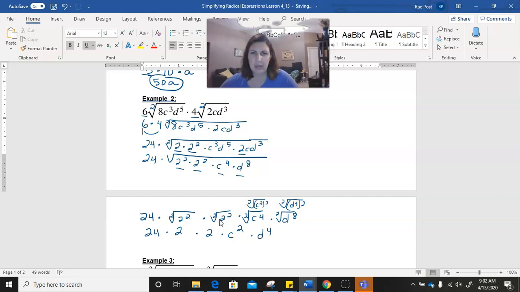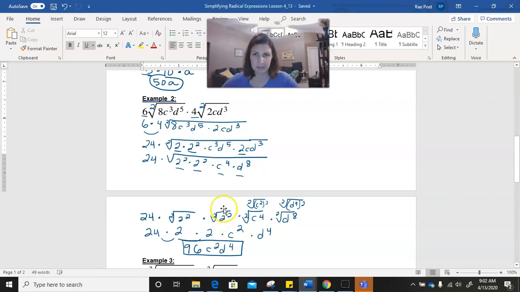And so now you can look at it like 24 times 2 is 48, times another 2 is 96, c squared d to the 4th. And that would be your final simplification right here. Okay? You can pause the video and go through those steps again, but we went through all of that in 6 steps also. All right?